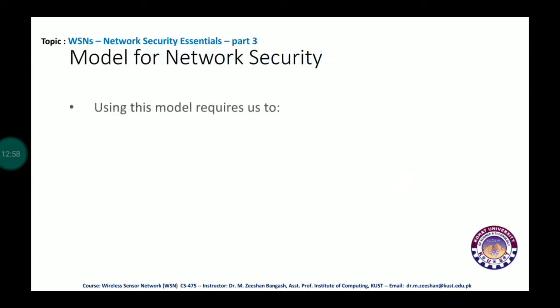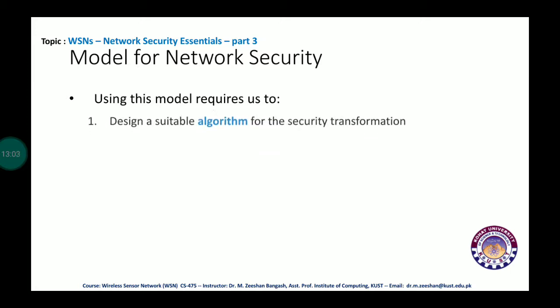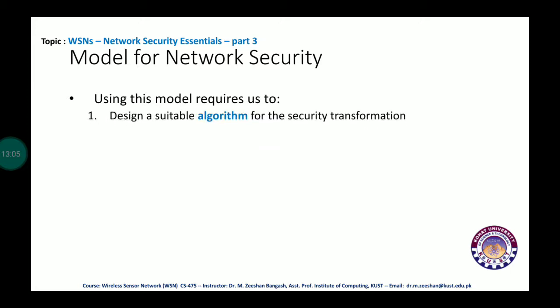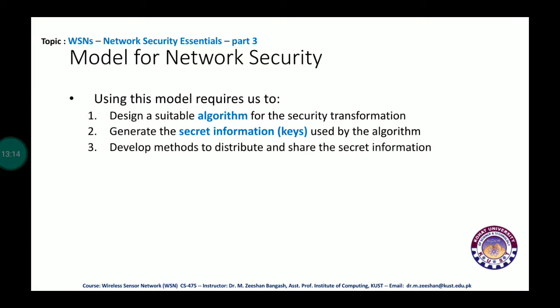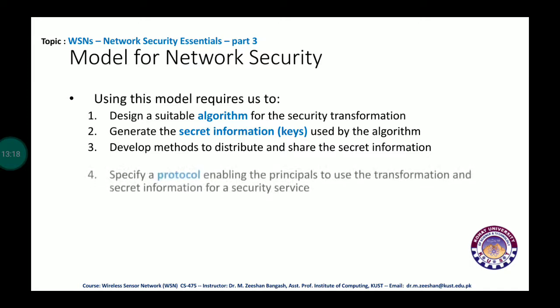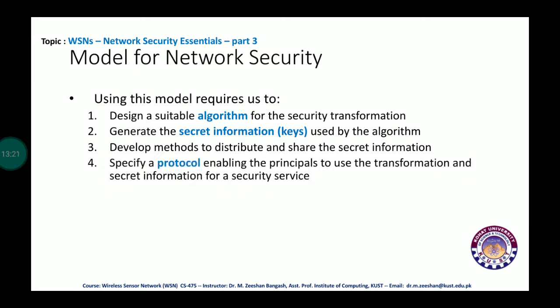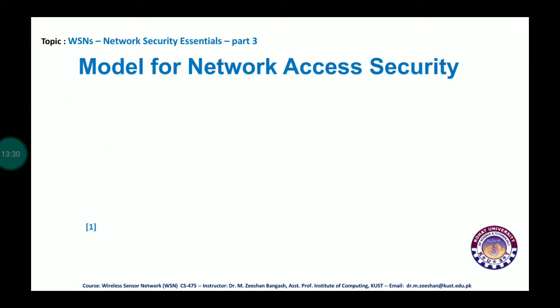Now, a model of network security requires a suitable algorithm for security transformation, then generation of the secret information, the keys, to be used by the algorithm, and third, a way to share the secret information, the secret keys, between the two parties, and then a protocol that enables the principals to use the transformation and secret information for a security service.